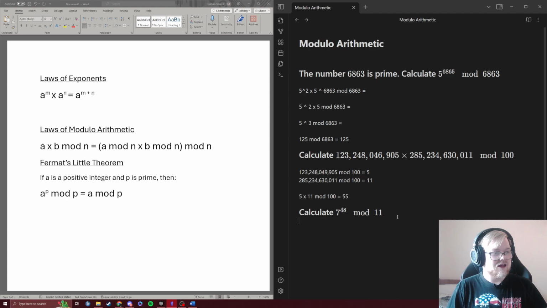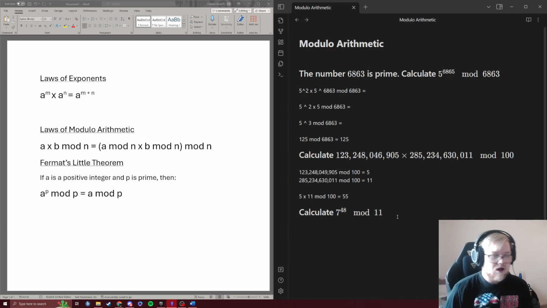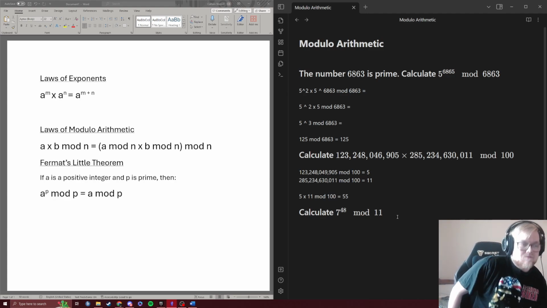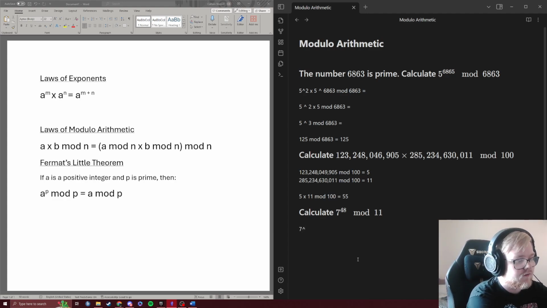And now, for the next question, calculate 7 to the power of 48 mod 11. Now, with this question, I like to use a bit of a trick, because, once again, you could try and calculate this out and make a big, large calculation, but here's the trick that I use. Because we know that, once again, due to the law of exponents, 7 to the power of 48 equals 7 to the power of 32 times 7 to the power of 16.